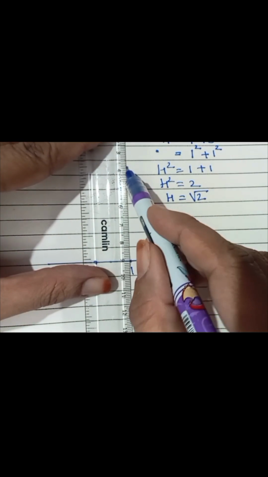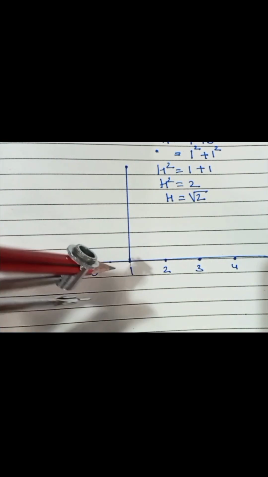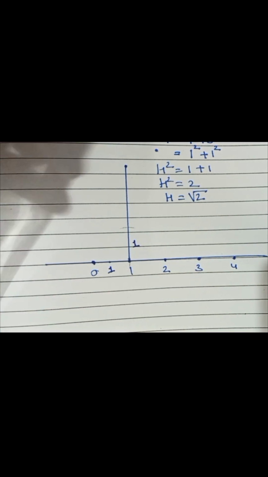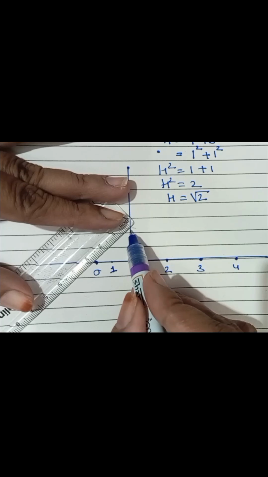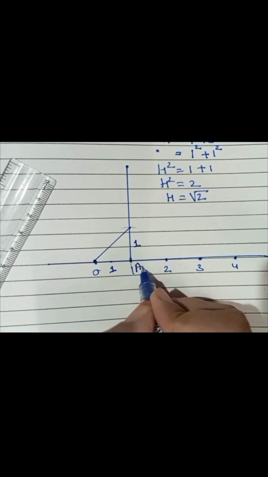Then on this 90 degree line, draw an arc of 1 unit. Here we have taken 2 centimeter as 1 unit, so with the same length we will draw an arc which cuts the 90 degree line. So now the base is 1 and the perpendicular is 1, and this is the hypotenuse. Now I will join this line. Suppose this is point O, this is point A and this is point B.